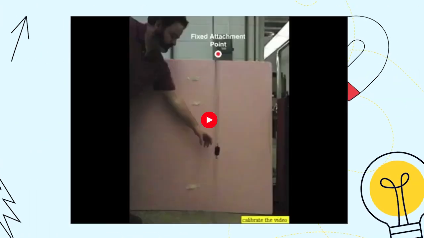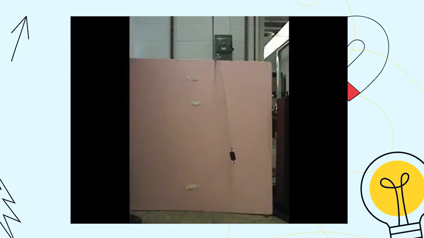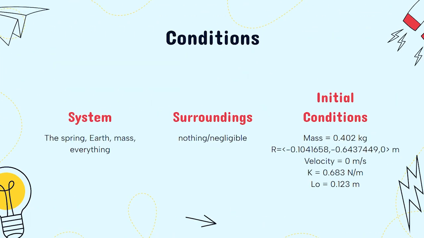So here's the experiment that was given to us. As you can see, we're measuring the motion of an oscillating spring here. For the conditions, the system was the spring, the Earth, the mass, and everything. And since everything was in our system, there is nothing in our surroundings.